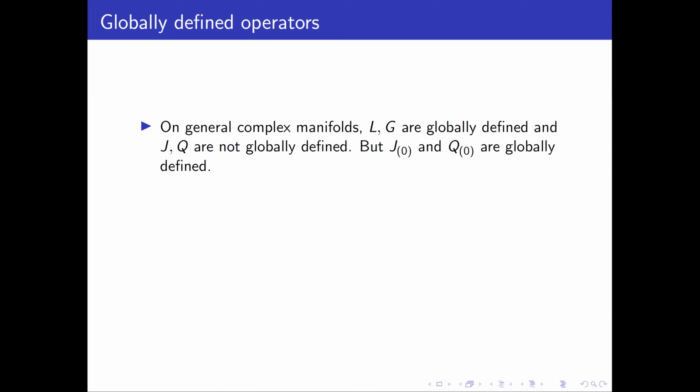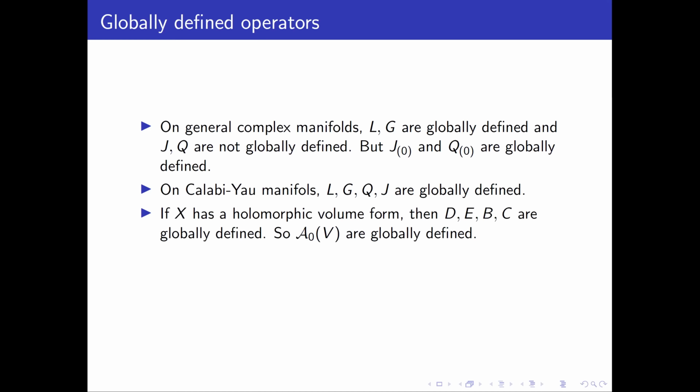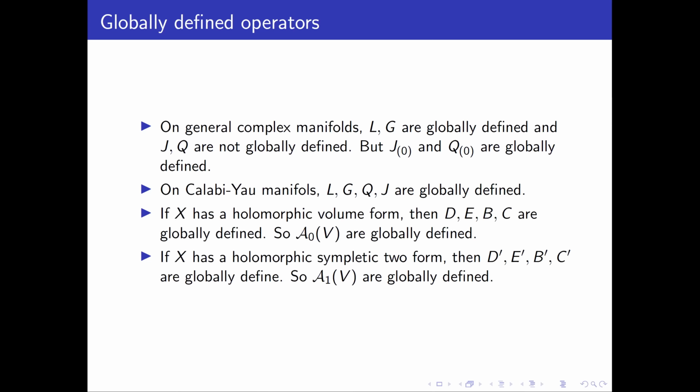Now, on general complex manifolds, L and G are globally defined. But J and Q are not globally defined, though their 0 modes are globally defined. On Calabi-Yau manifolds, I mean Ricci-flat complex manifolds, L, G, Q, J are globally defined. Furthermore, if X has a holomorphic volume form, then D, E, B, C are globally defined, so A0(V) is globally defined. If X has a holomorphic symplectic 2-form, then D prime, E prime, B prime, C prime are globally defined, so A1(V) is globally defined.